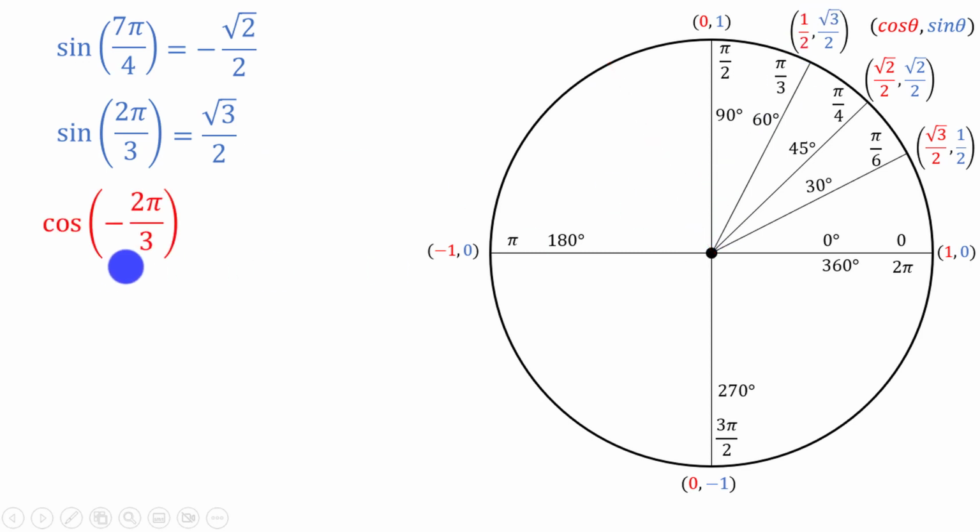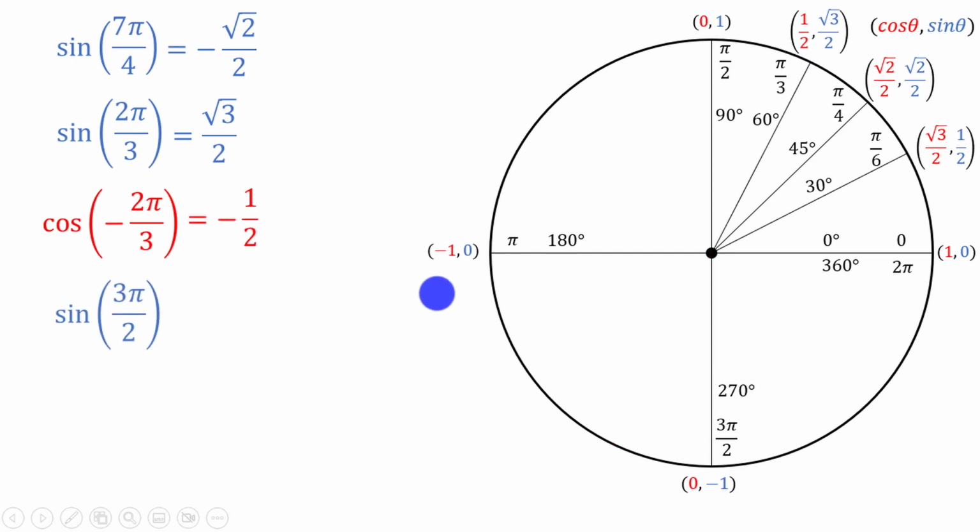How about cosine of negative 2 pi over 3? So now we're moving in the negative direction. This would be negative 1 pi over 3. This would be negative 2 pi over 3 right here, okay? The reference angle would just be pi over 3. And the x-coordinate for pi over 3 is 1/2. So cosine of pi over 3 is 1/2. Cosine of negative 2 pi over 3 is going to be, well, we're going to be in negative x territory. So it's going to be negative 1/2.